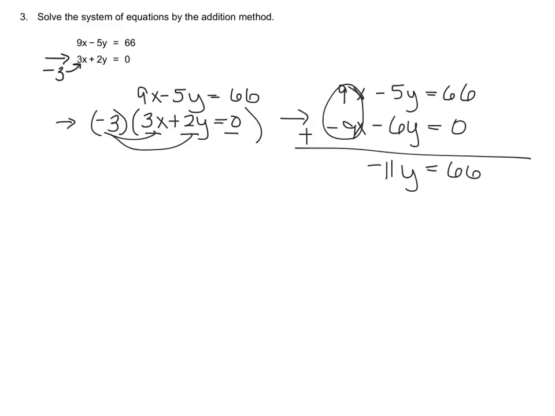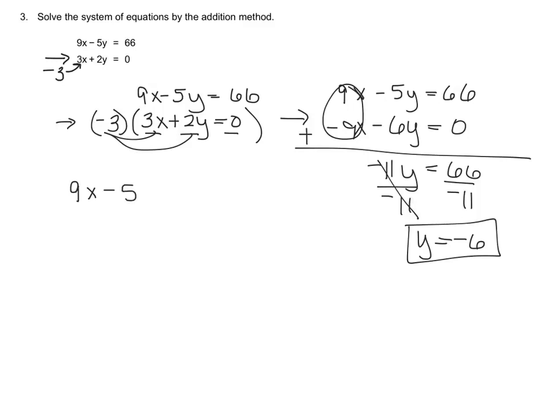Now I'm going to solve this equation for y. So I'll divide both sides by -11, and I get y equals a -6. Now I want to solve for x, so I'll take either equation and plug in the value for y and solve for x. So I'm going to take the top equation, which is 9x minus 5y, and instead of placing a y, I'm going to place the value for y, which is a -6. And then we'll just solve this equation for x.